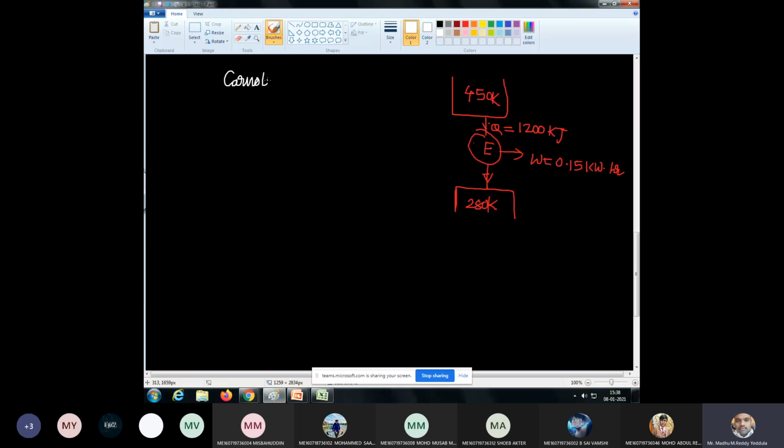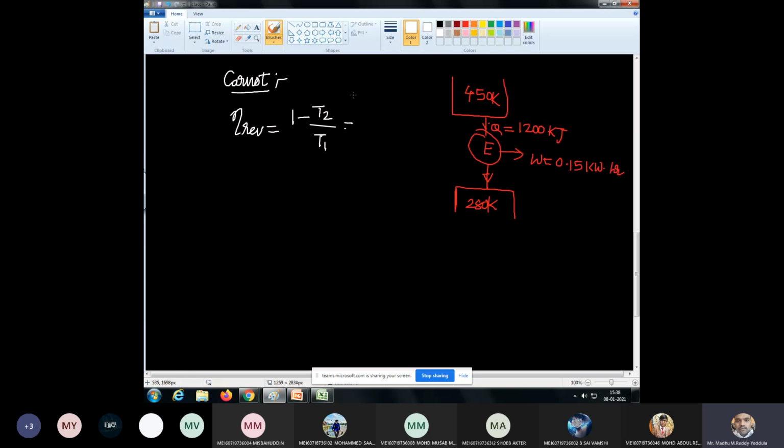So what does the Carnot theorem say? All engines' efficiency should be less than the Carnot efficiency, right? So we can easily calculate the Carnot efficiency. What is the Carnot efficiency for reversible engines? 1 minus T2 by T1. Very good.